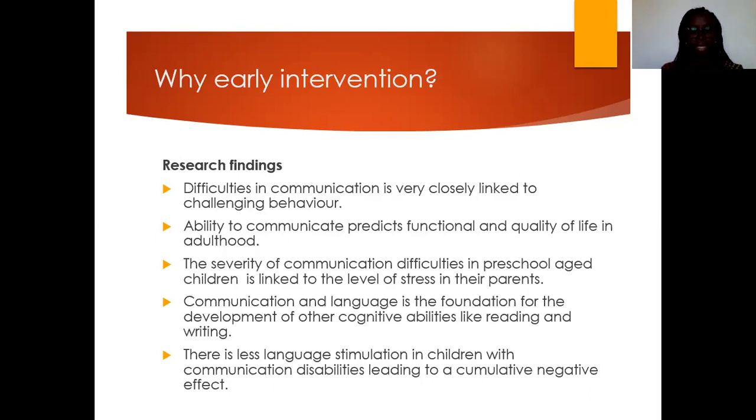Ability to communicate predicts functional and quality of life in adulthood. So if the child is able to communicate, if he's able to find a means to express himself, it predicts how his quality of life is going to be when he grows up.